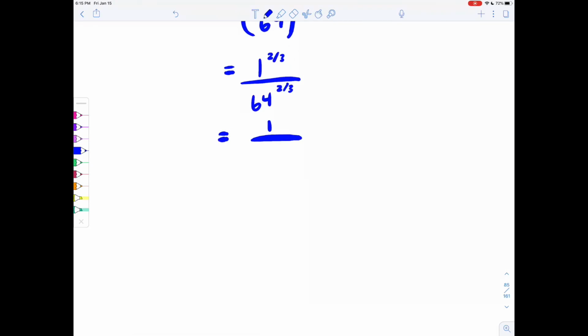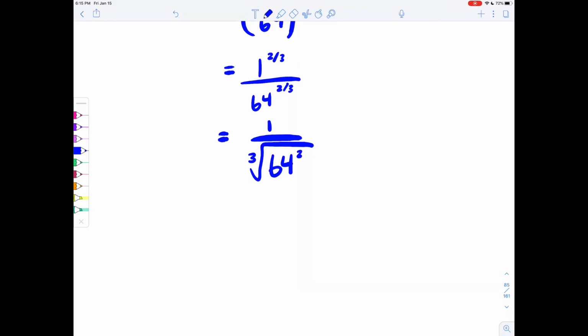That would be a lot easier to evaluate if I indicated that as a radical rather than an exponent. So I'm going to go ahead and do that. Remember that my denominator represents the index of my radical, and the numerator represents the power or the exponent of my radicand. And we can go ahead and do 64 squared first.